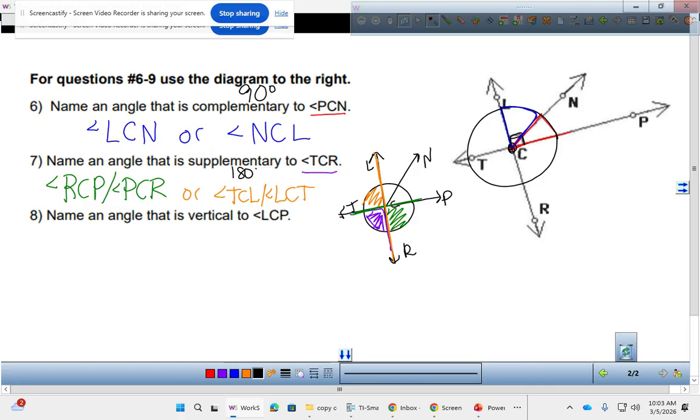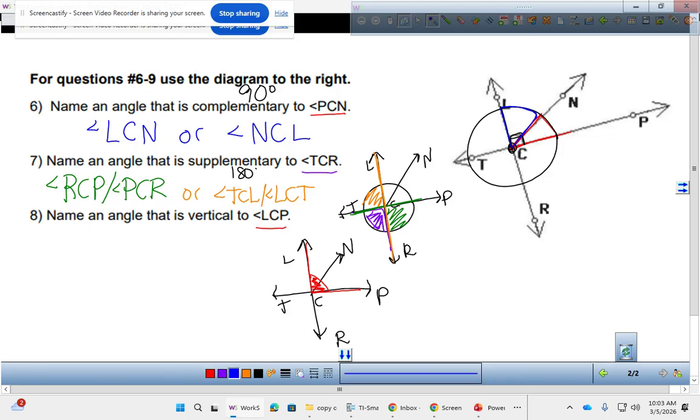For the last one, I'm going to redraw the picture again. I think it's helpful to mark it up. Just kind of writing in all of the letters. And then I'll mark up what I have. LCP is that big angle. All right, and I want to do something vertical to that.